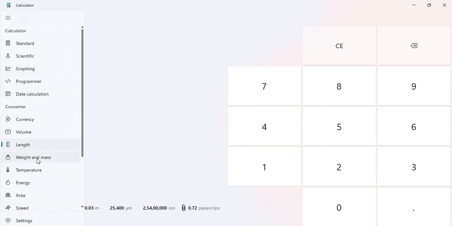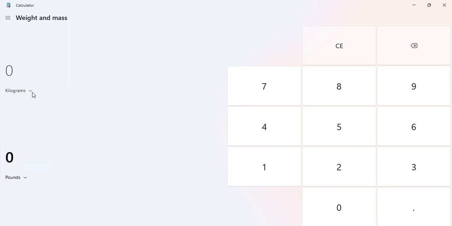And also we can convert weight and mass, kilograms to pounds, right? 1 kilogram equals 2.20 pounds. So yeah, it takes that example. It took the example of footballs. So 1 kilogram equals 2.31 footballs. This is the standard weight of the football.